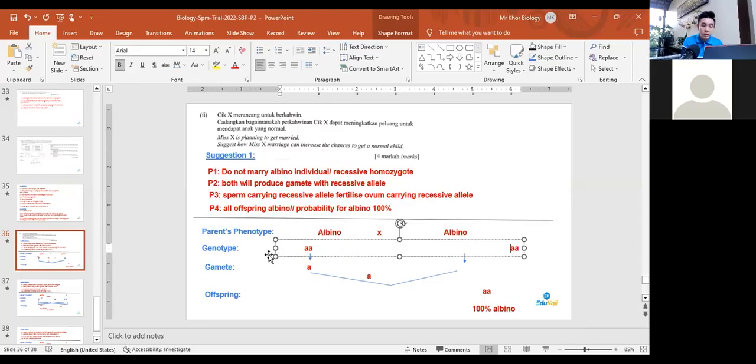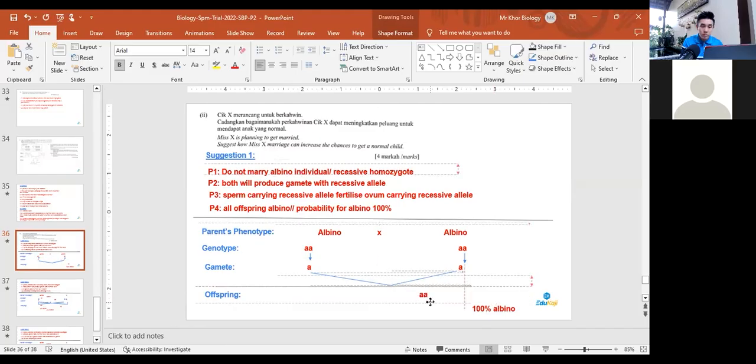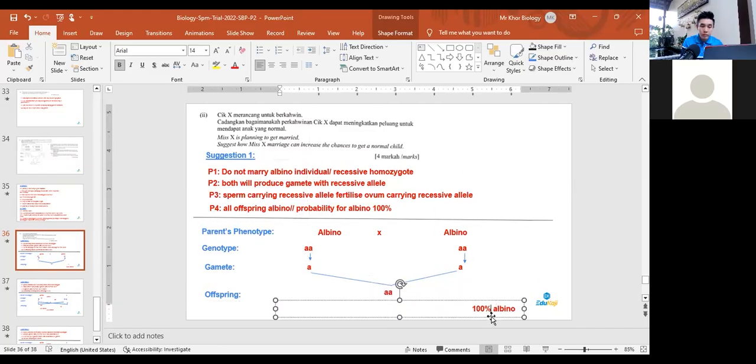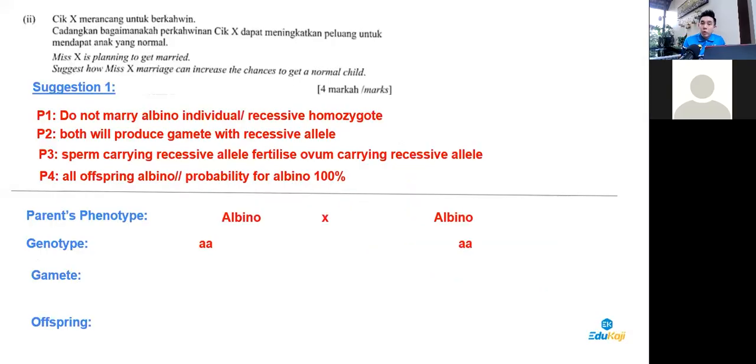Okay, just to show you the schematic diagram. You can see when both are albino, meaning all are recessive, confirm during gamete formation, there will be one recessive allele each from the respective parents. So 100% will get an albino kid.